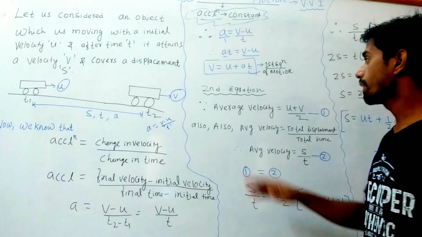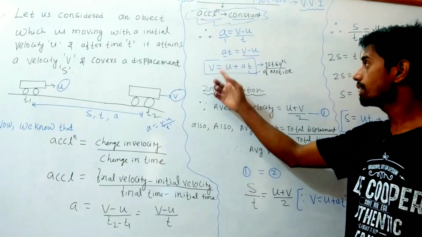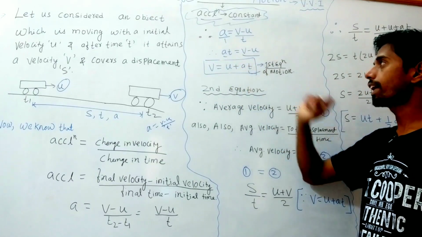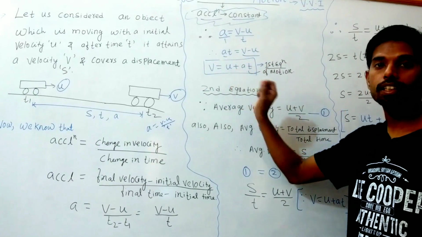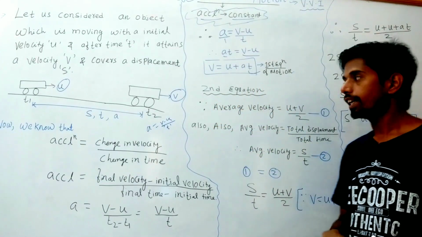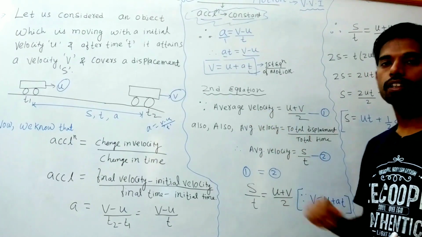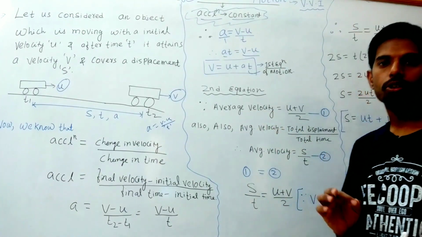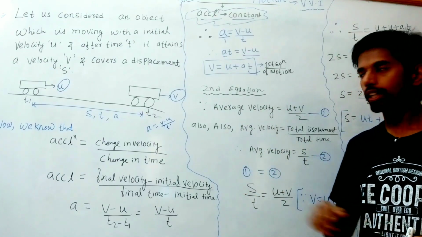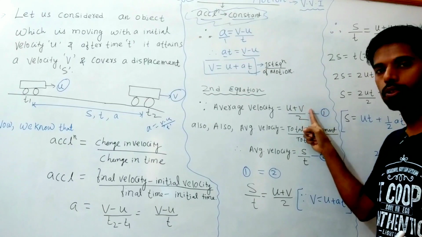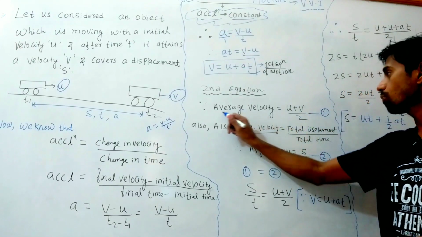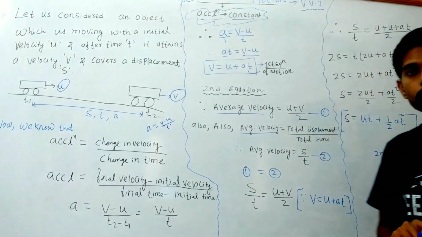Now for deriving the second equation, here you can see there is a relation between final velocity, initial velocity, acceleration and time. One thing is missing, that is displacement. Now we are going to derive the second equation. We know that average velocity is initial velocity plus final velocity upon 2. We also know that average velocity is total displacement by total time.